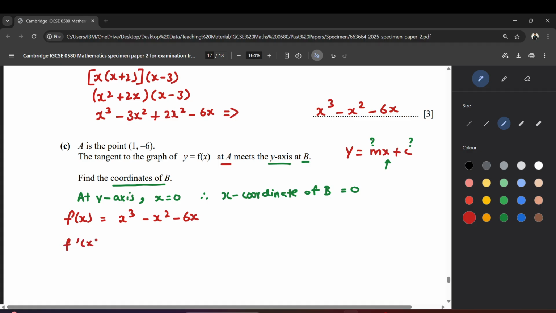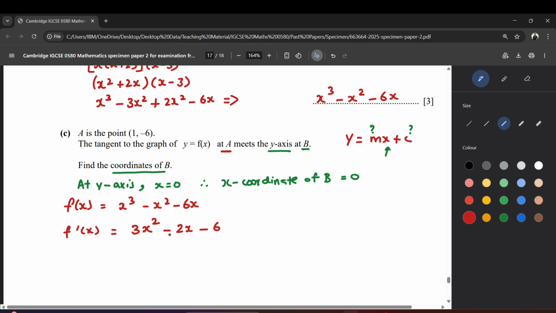So f dash x will be, you multiply 3 with the coefficient of x cube, which is just 1. So this becomes 3, and then you reduce 1 from the power. So this becomes 3x square minus 2 multiplies over here and subtract 1 from the power. Then the power of x is just 1, so 1 multiplies, so that will remain 6, and then 1 reduces from here, that becomes x to the power of 0, which is 1, right? So therefore this is your gradient function.